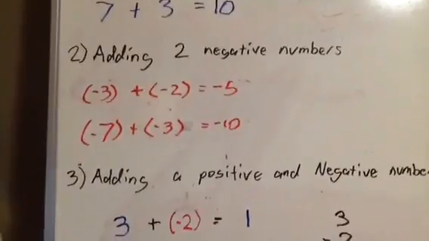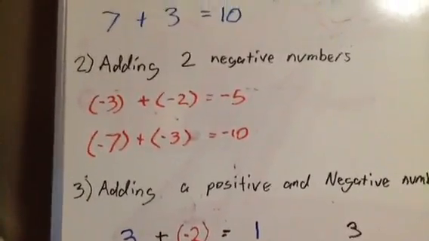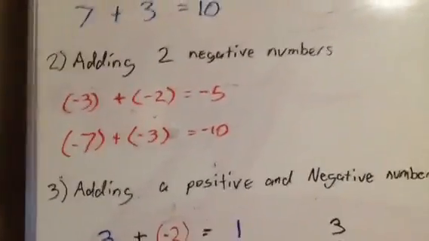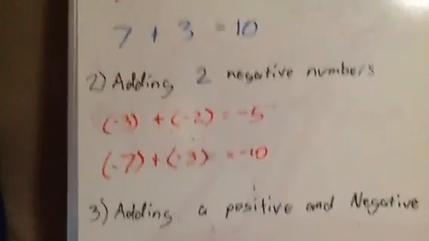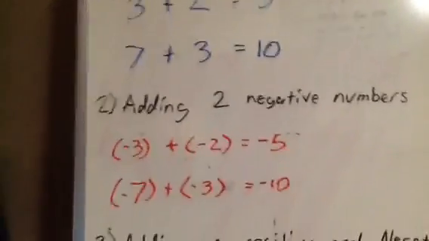The next part is adding 2 negative numbers. When in addition they have the same sign, it keeps the sign. So you have negative 3 plus negative 2, you get negative 5. Negative 7 plus negative 3 equals negative 10. And up here, earlier, the positive keeps the sign.